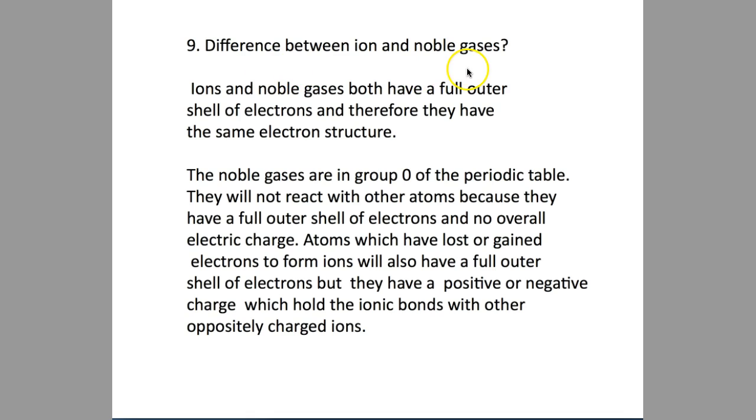Difference between ions and noble gases. Ions and noble gases both have a full outer shell of electrons, and therefore they have the same electron structure. The noble gases are in group 0 of the periodic table. They will not react with other atoms because they have a full outer shell of electrons and no overall electric charge. Atoms which have lost or gained electrons to form ions will also have a full outer shell of electrons, but they have a positive or negative charge which holds the ionic bonds with other oppositely charged ions.